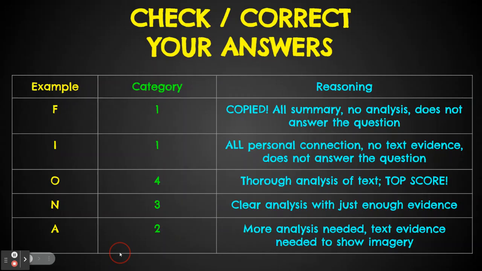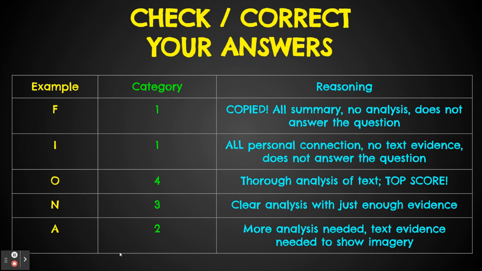All right. Now we are going to check to see how you did. So example F, I scored it a 1. It was basically copied right out of the text. It's all summary. There's no analysis. It's not talking about text structures at all. It's just a summary of the article. So it doesn't answer the question at all. So if you write your essay and it's just a bunch of evidence that you've copied, that's not going to cut it. You have to talk about the evidence and how it answers the question.